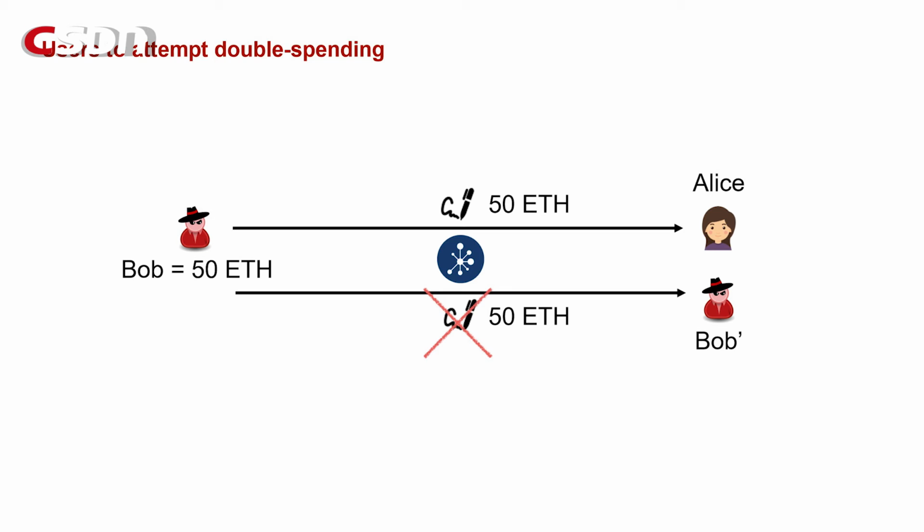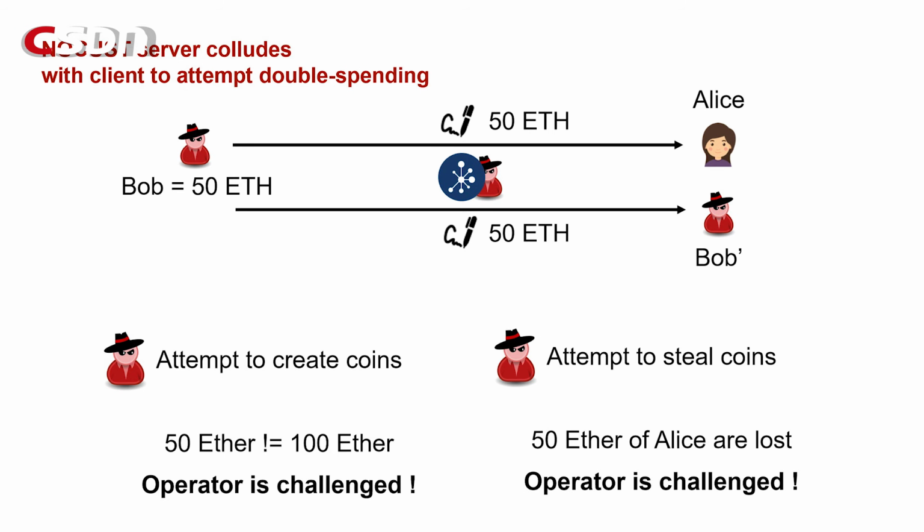Okay, now we're gonna look at double spends. So Bob is a malicious user. He has 2 accounts, Bob and Bob Prime, and he's gonna try to double spend to Alice and to Bob Prime, his own account. He makes the first transaction to Alice. He tries to make a second transaction to Bob Prime, but it does not work because the operator sees it, and he won't let that happen. So easy.